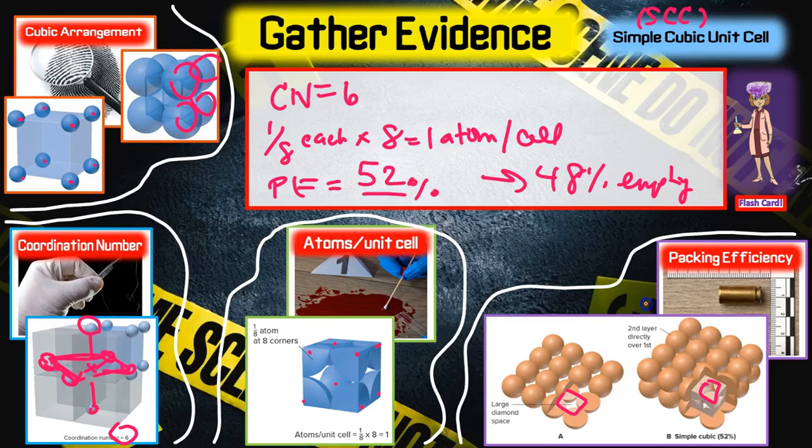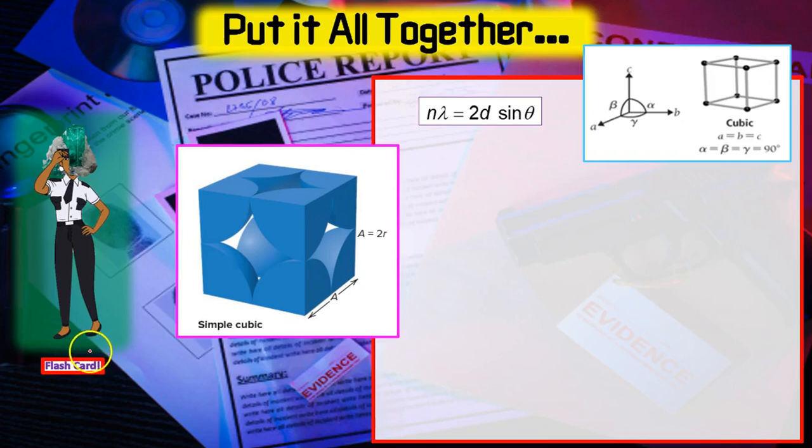So let's go ahead and get details about the edge length and density of SCC based on some of this evidence. We now join Detective Emerald to put it all together by getting down to some calculations. So now that we understand the cubic arrangement, coordination number, atoms per cell, and packing efficiency of SCC, let's now use that X-ray diffraction pattern data to provide details about the edge length of the unit cell.